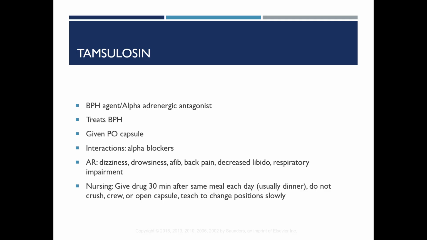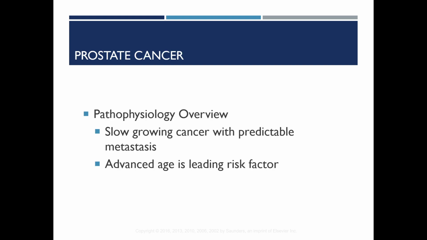Then it talks about a med called tamsulosin. This is an alpha-adrenergic antagonist that treats BPH, given by mouth. It interacts, though, with other alpha blockers, and it can cause dizziness and drowsiness, AFib, back pain, decreased libido, and respiratory impairment. You give this drug 30 minutes after the same meal each day, usually dinner, and do not crush or chew or open the capsule, and teach the patient to change position slowly because of the orthostatic hypotension.